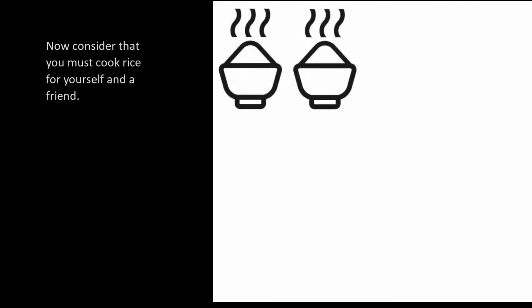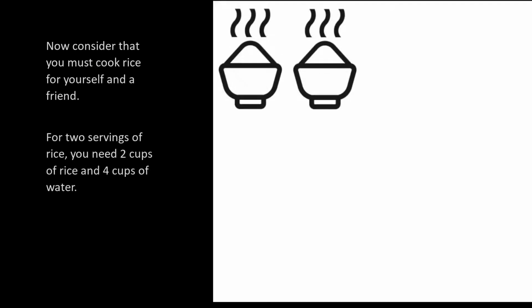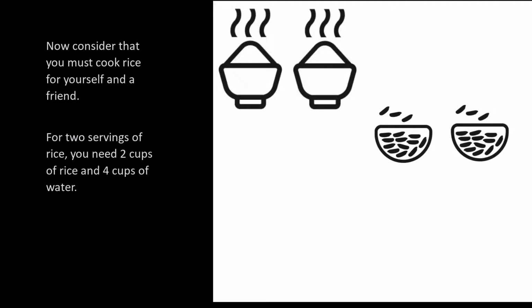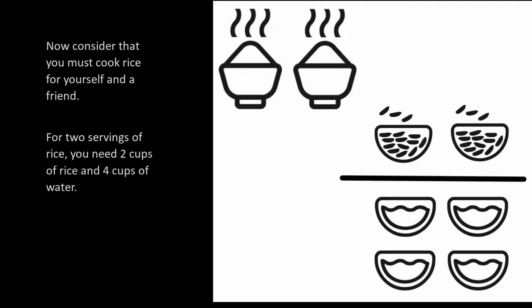Now consider that you must cook rice for yourself and a friend. For 2 servings of rice, you need 2 cups of rice and 4 cups of water. The 2-to-4 ratio can be reduced to its simplest term of 1-to-2. Here is where we arrive at the concept of proportion.